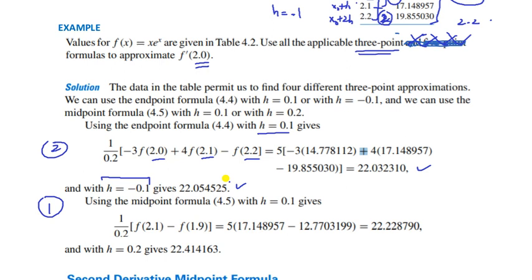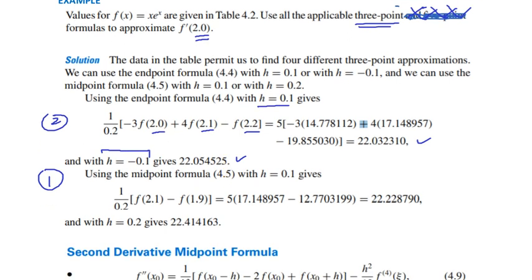Similarly, you can find the midpoint formula, which is number 3 I wrote over there. This is number 3. Number 1 is this one. This is number 3, right? Midpoint formula x naught plus h, which with h is equal to 0.1. So you see, x naught plus h, x naught is 2.0, right?